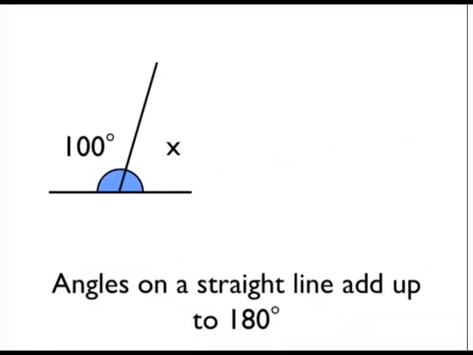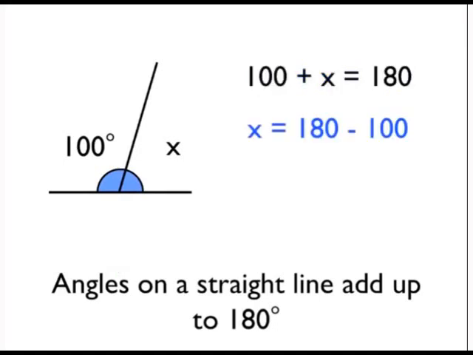So if you have an obtuse angle 100 degrees and an acute angle x on a straight line, notice that I'm already using the terms we've learned. Obtuse angle 100 degrees and an acute angle x are two angles on a straight line, so they must add up to 180 degrees. We find x. We say 100 plus x is equal to 180. Then x is equal to 180 minus 100, and x is equal to 80 degrees.